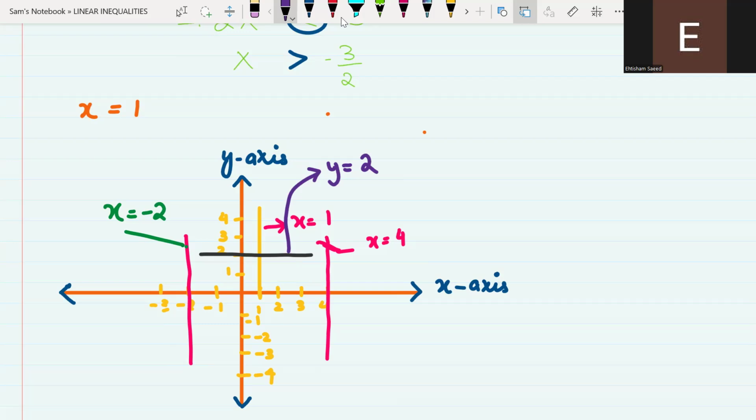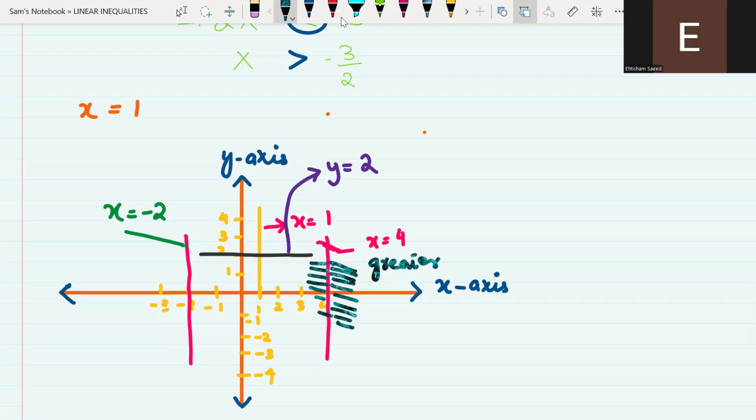Yes, sir. Okay. So on the right hand side of a vertical equation, is the region greater or lesser? Greater region is present. Why? Because after 4, the next number is going to be 5, then 6. The greater region is on the right hand side and the lesser region will be on the left hand side.